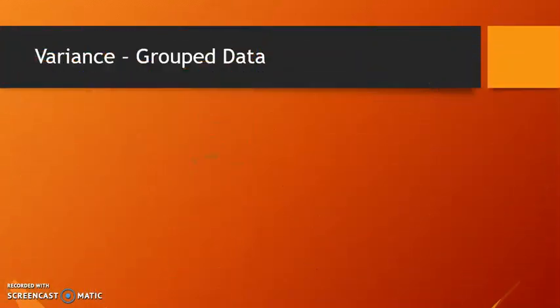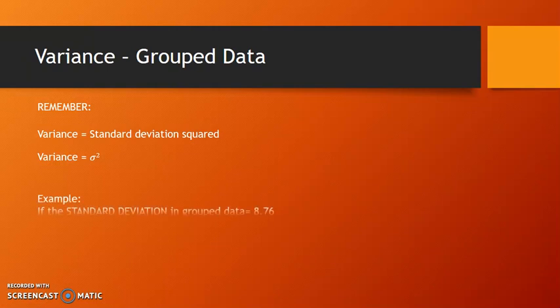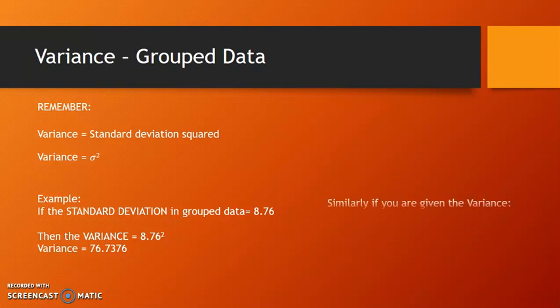Okay, and finally, finding the variance using grouped data. Remember that the variance equals the standard deviation squared, or the variance equals sigma squared, which is the sign for standard deviation. And for an example, if the standard deviation in grouped data is 8.76, then the variance will be 8.76 squared, or 76.7376.